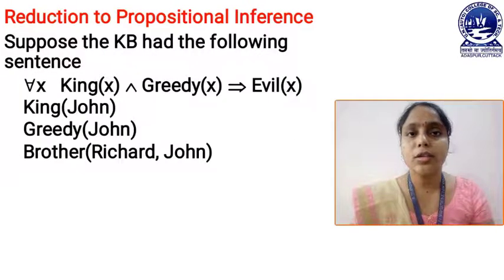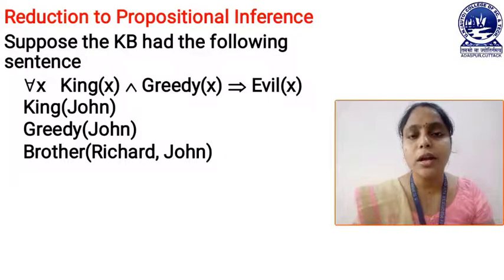Next, reduction to propositional inference. Suppose the knowledge base has the following sentences: for all x, King(x) and Greedy(x) implies Evil(x). Then King(John), Greedy(John). Then Brother(Richard, John). That means these are the sentences which are already available in our knowledge base.